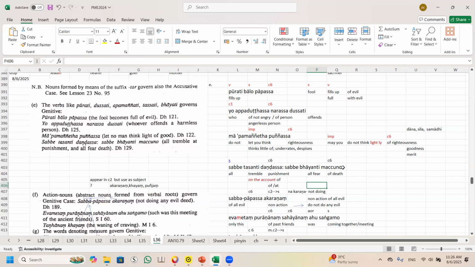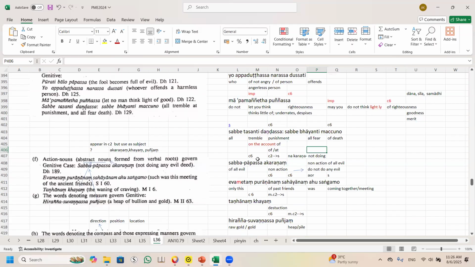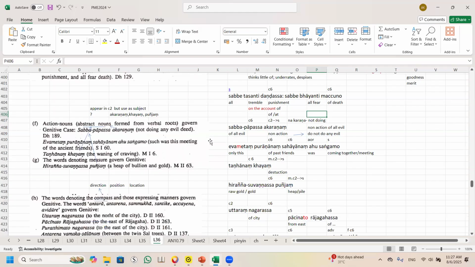The second one is all fear. In this case this is okay because this is genitive: all fear of death. This one you have to add in something like that. So when you do translation, you don't have to worry about adding one or two words or taking away one or two words to make the translation beautiful. Then you can put it in brackets so that people know this word is of punishment, and this is what you added. So that is how it goes.